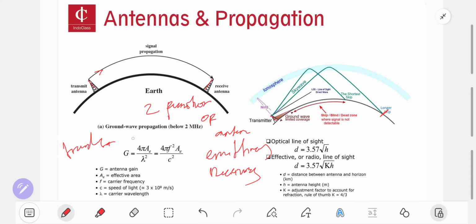And why can we call antenna a transducer? Because antenna can change an electric signal to electromagnetic. So we call antenna a transducer.